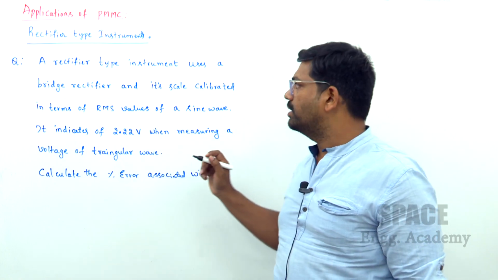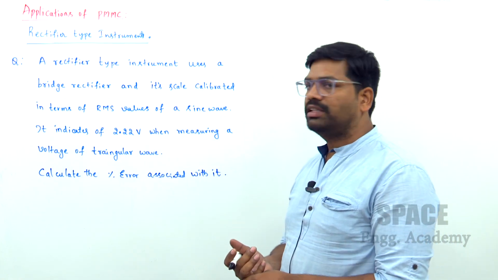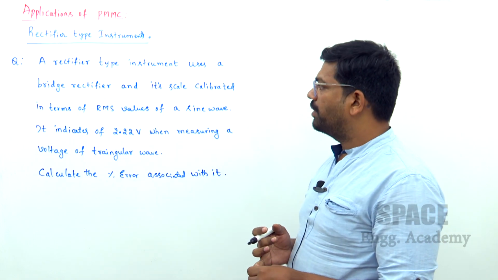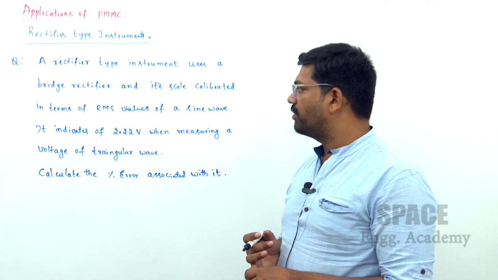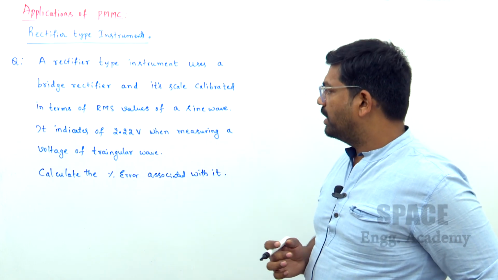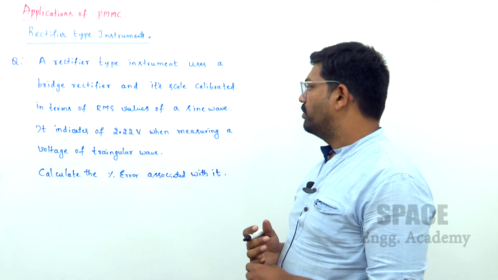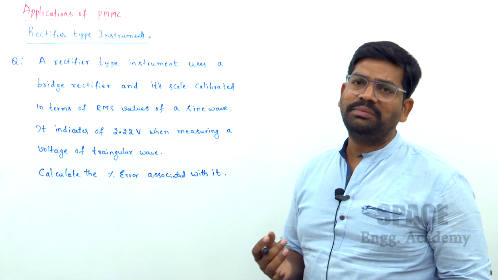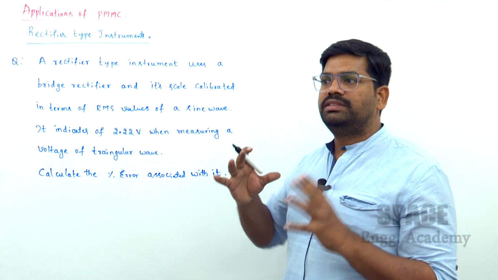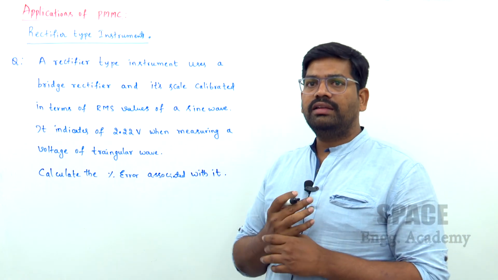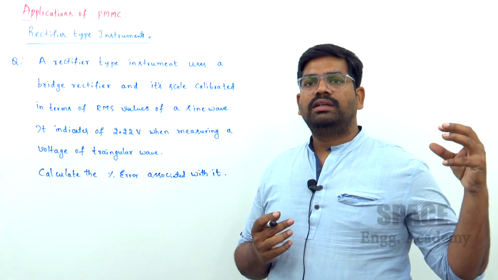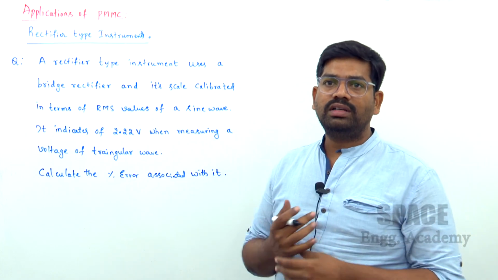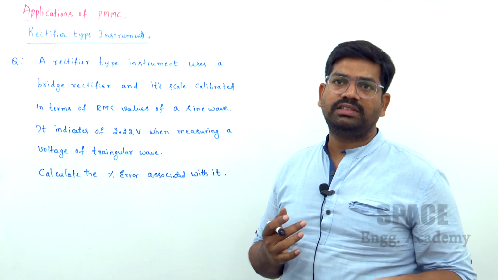Look at this question here. A rectifier type instrument uses a bridge rectifier and its scale calibrated in terms of RMS values of a sine wave, and it indicates 2.22 volts when measuring a voltage of triangular wave. Then what will be the error associated with it? What is the meaning of this? Actually, bridge rectifier circuit is designed for sine wave, but instead of sine wave they given triangular wave. Then how much error is there?